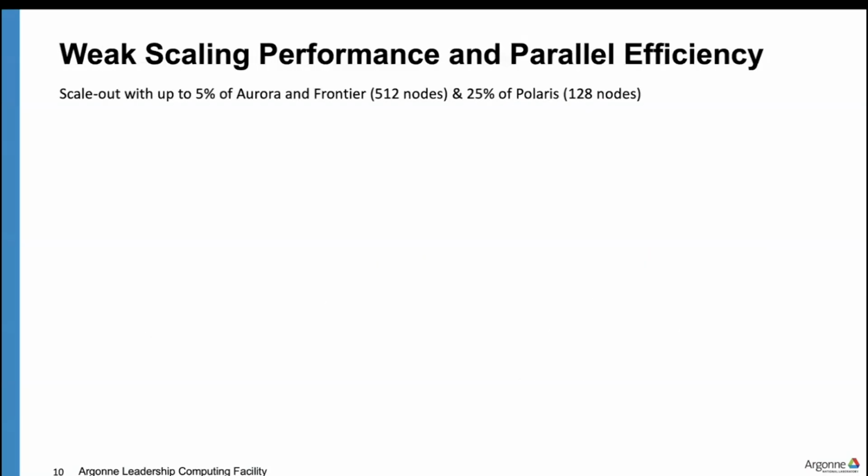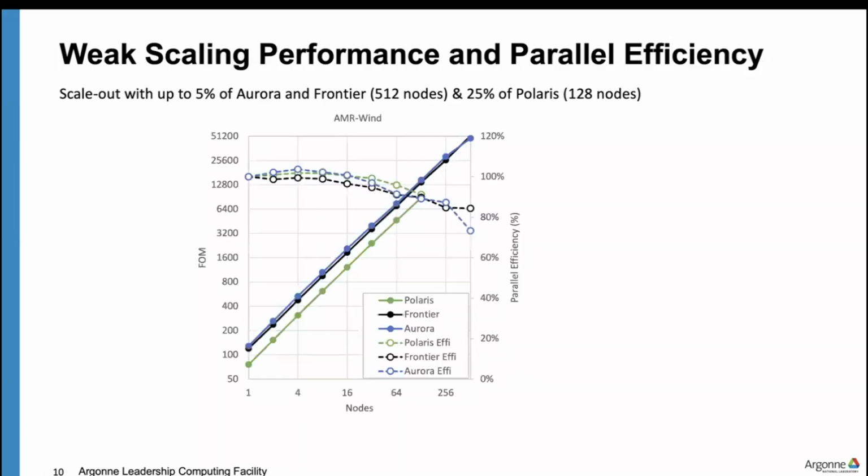So weak scaling: we scale out up to 5% of the system on Frontier and Aurora, which means around 512 nodes, and 25% of the Polaris nodes, which is under 20 nodes. This is the AMR-Wind example. The x-axis is the number of nodes, and as we increase the number of nodes, the left axis shows the figure of merit. So you can see performance increases linearly here, right?